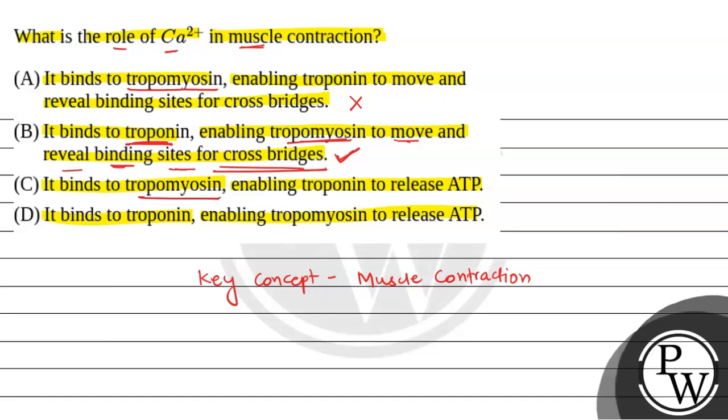Third, it binds to tropomyosin. It does not bind to tropomyosin, so this is wrong. Fourth, it binds to troponin, enabling tropomyosin to release ATP. Tropomyosin does not release ATP. So the final answer for this question is option B.